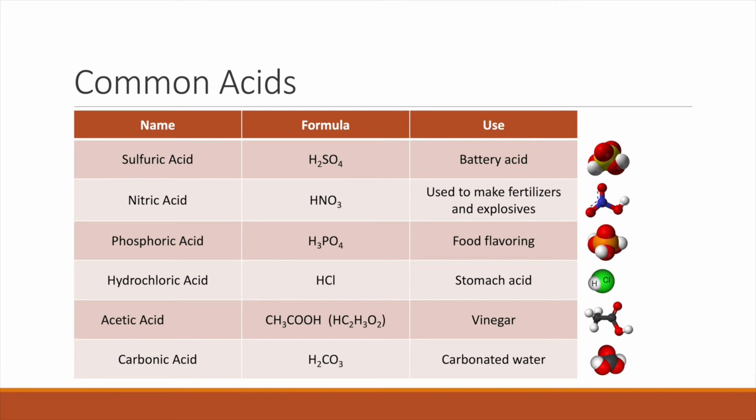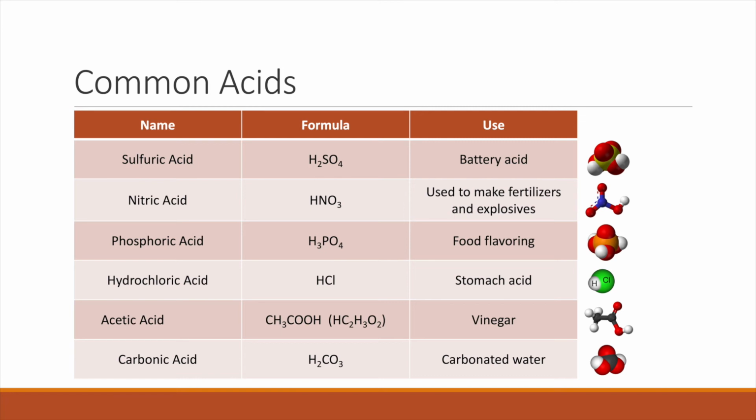Phosphoric acid is a food flavoring. You see a lot of phosphoric acid in the nutrition facts on the back of your food packages, used in flavoring. Hydrochloric acid is actually in your stomach. It's what helps you digest food. That acid is slightly corrosive. Well, not slightly, it's very corrosive. It breaks down your food so that you are better able to digest it and get the nutrients out of it.